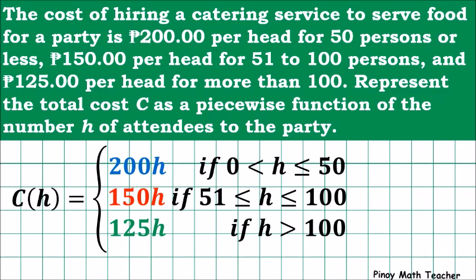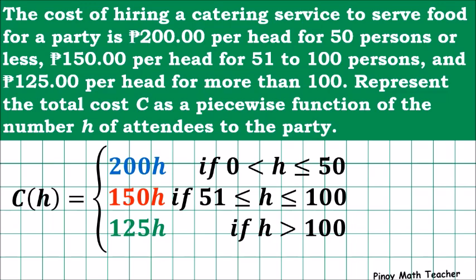So halimbawa ang umattend ay 10. So ang gagamitin natin ay yung 200H kasi doon siya papasok sa unang restriction kung saan H is less than or equal to 50 but greater than 0. So 200 times 10 that is equal to 2,000. Kung halimbawa naman ang bisita mo ay 100. So ito ay papasok doon sa gitna, doon sa pangalawa. So 150H. So 150 times 100 that is equal to 15,000.